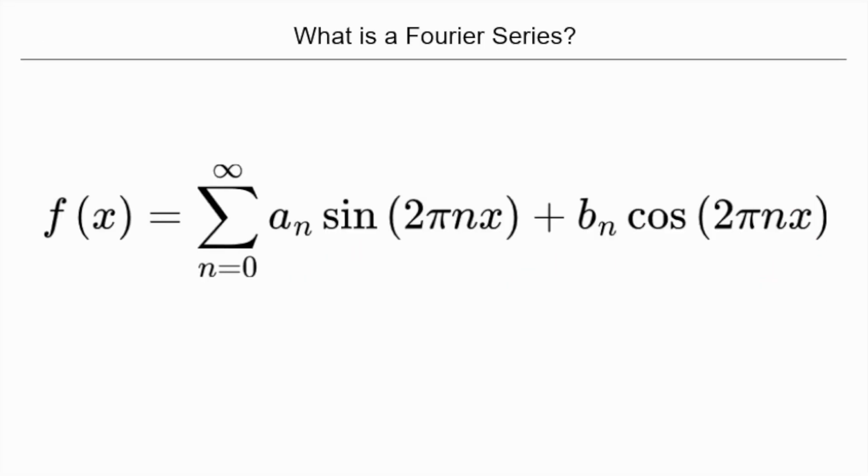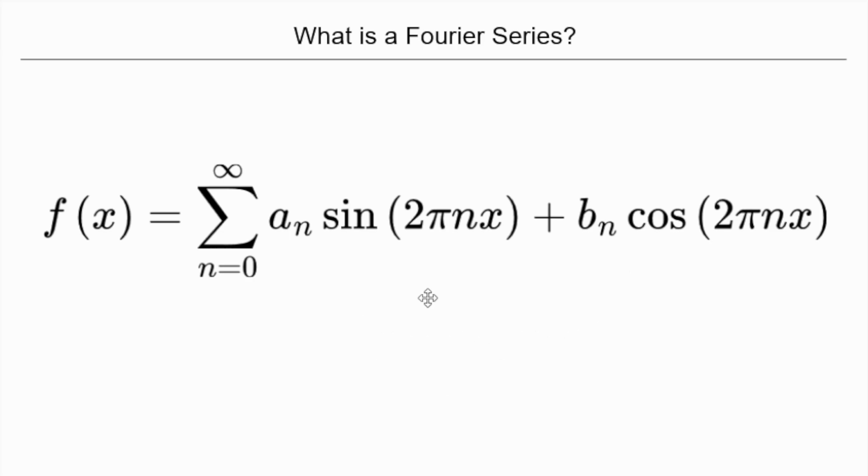In general, a repeating function f of x can be written as a sum of sine and cosine. And I've added this factor of 2 pi to make it repeat in nice intervals. Our goal now is to find these coefficients an and bn, because if you know those, then we know exactly which sines and which cosines add up to this function.